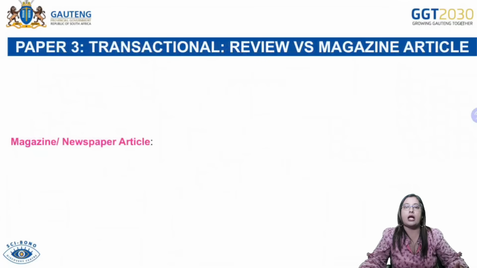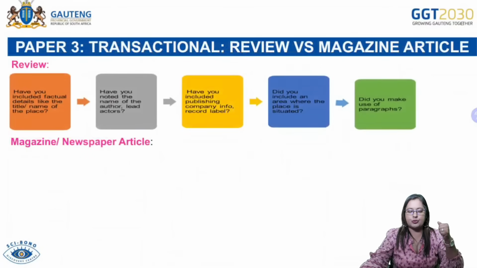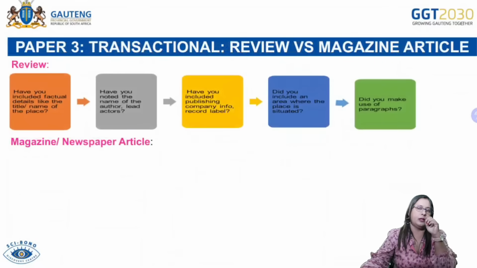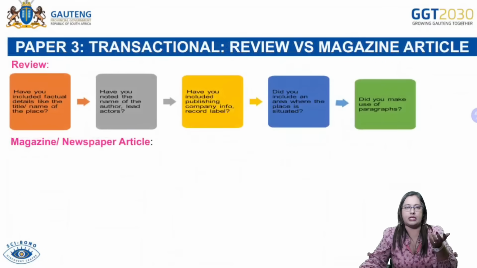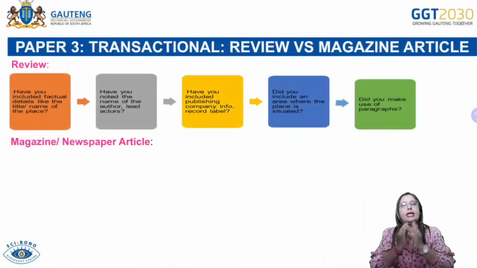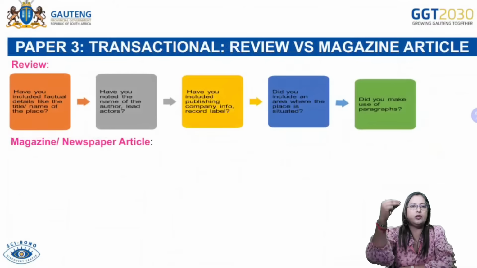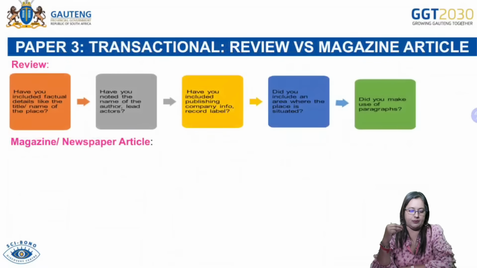All right. Then the transactional piece in terms of the review and the magazine article. So when we're looking at the review, please remember that this could be a review of a restaurant, for example. It could be a review of maybe a book that you've read. Okay. Again, it depends on the topic that's given to you. So if you're going to choose to do the review, please remember everything that you speak about must be factually based. Okay, so there must be an authentic name, an authentic place that you are speaking about.